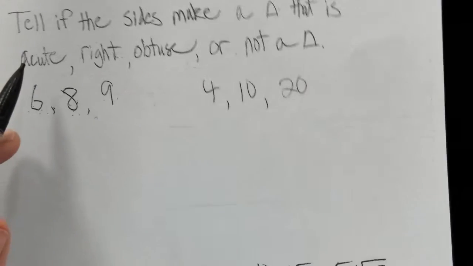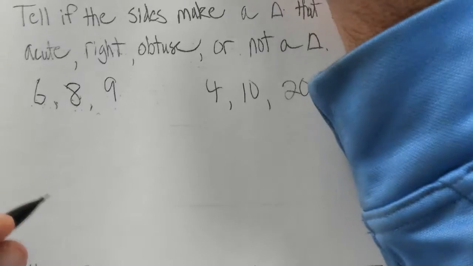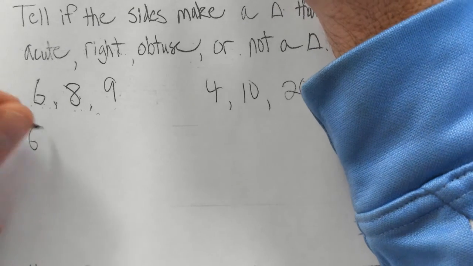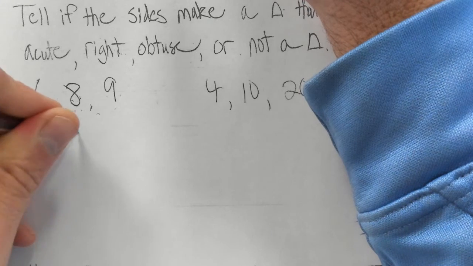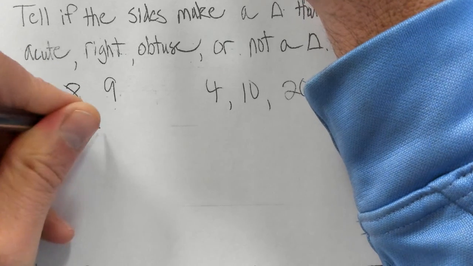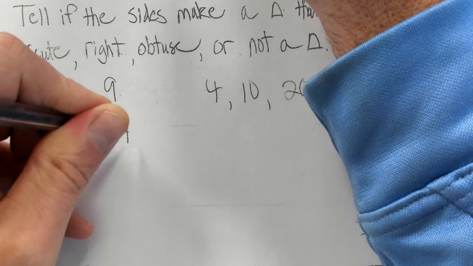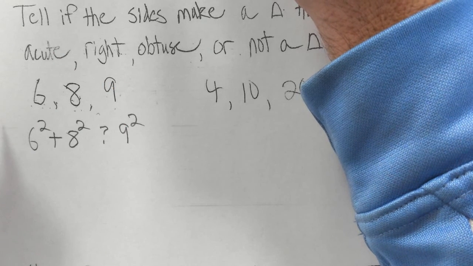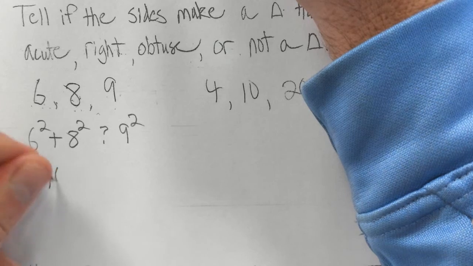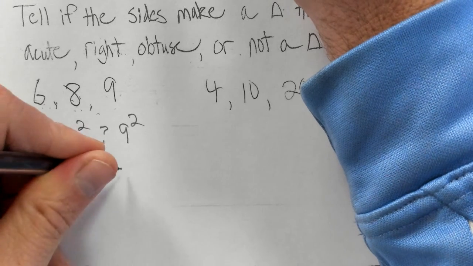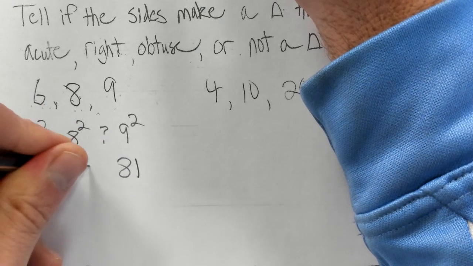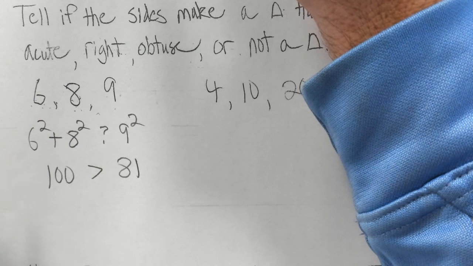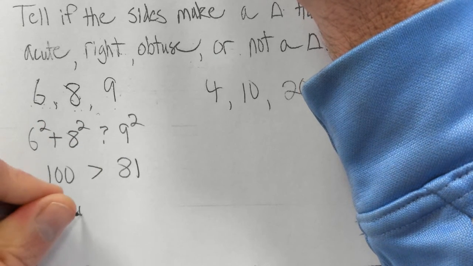Now we just need to figure out what kind. 9 is the biggest one, so that'll be C. So I need to compare 6 squared plus 8 squared to 9 squared. And so that would be 64 plus 36, which is 100. And we're comparing that to 9 squared, 81. The 100 is greater, so the A squared, B squared part is greater, so that's acute. All right.